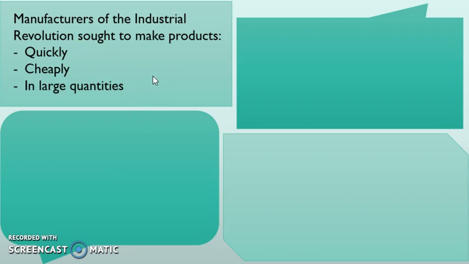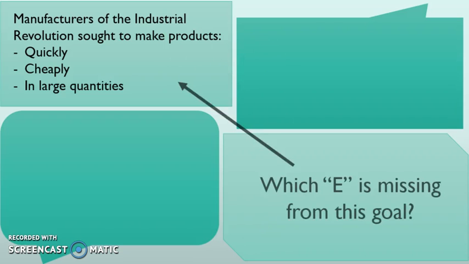So if we were in class, I would hope somebody would say that it's the environment that's missing from this goal. We've got the economy and the equity. They wanted actually to make the good life affordable for the average person, but they did not take into account the impacts on the environment.